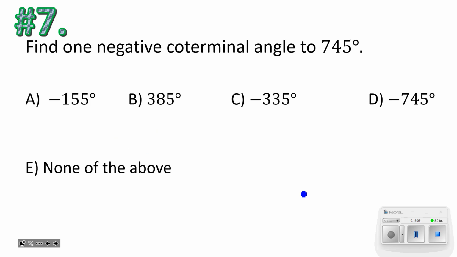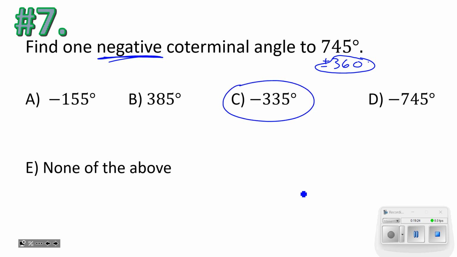Number 7. You need to add or subtract 360 degrees to find coterminal angles. And if I'm going to find a -1, I want to subtract 360, not once, not twice, but 3 times in order to get our coterminal angle of -335.